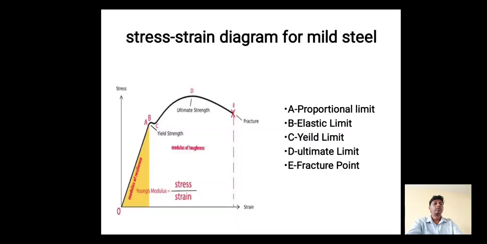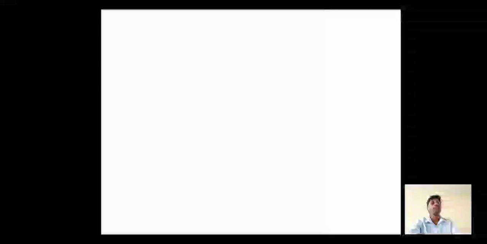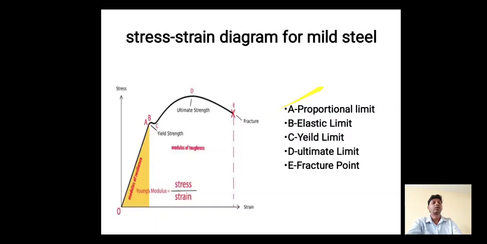So you have understood. Point A is the proportional limit, up to where stress is directly proportional to strain. Proportional means if you are increasing the stress, strain will also increase. So if you increase by 10 Newton per mm, strain will be 5 mm, for the next 10 also 5 mm, for the next 10 also 5. Both are proportional, then it is called the proportional limit.